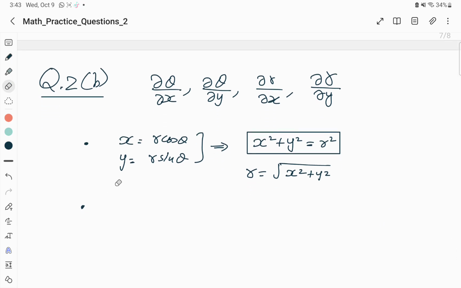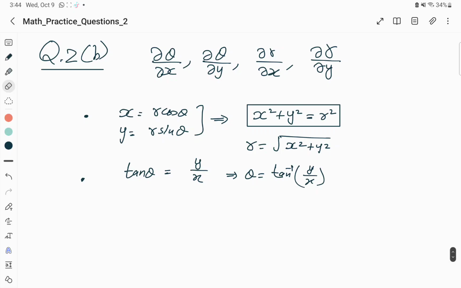Similarly, if I divide y by x, r will cancel with r, so I will get tan theta equals y over x. This implies that theta is equal to tan inverse of y over x. Now I am going to use this expression and then we calculate the required derivatives.